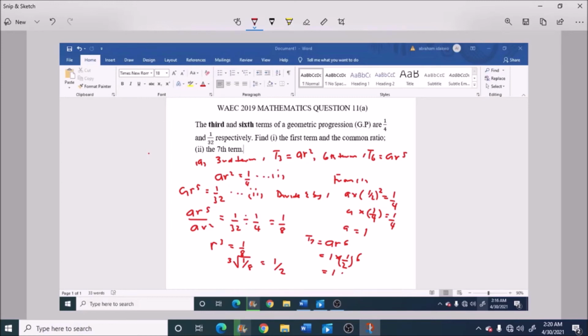So thank you, we have been able to find the first term and the common ratio. The first term is 1 and the common ratio is 1 over 2. Then substituting the first term and the common ratio into the equation to find the seventh term, we have 1 over 64.